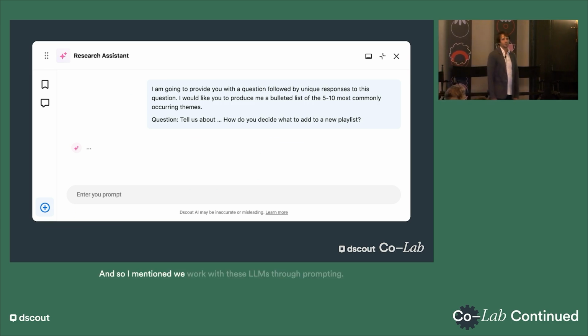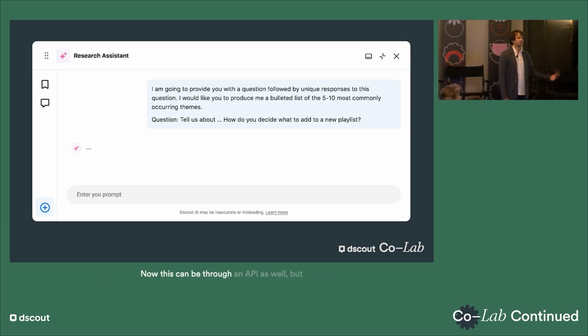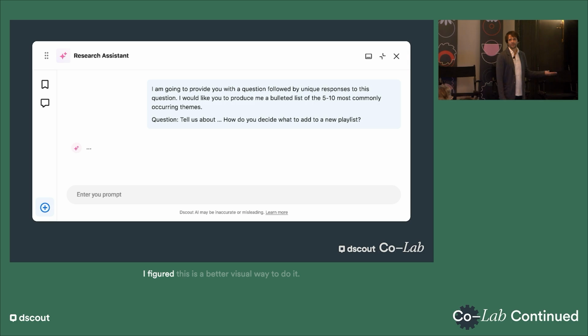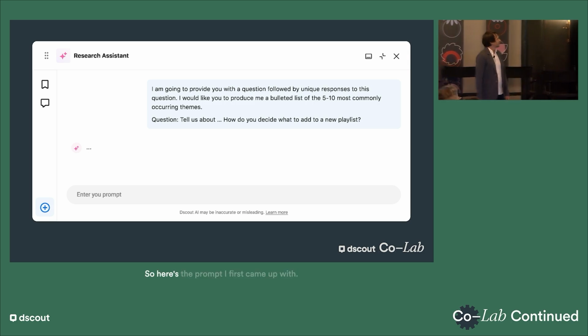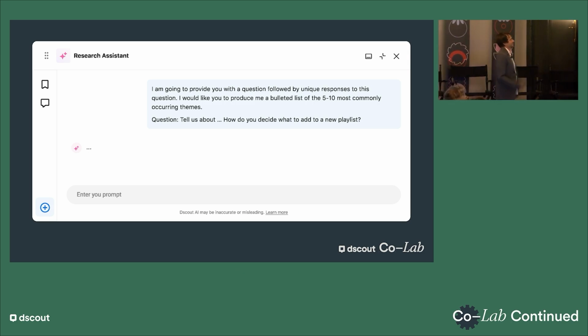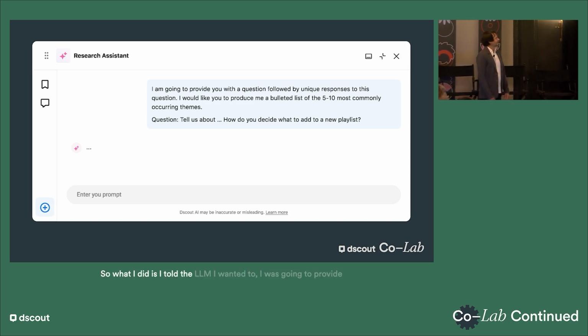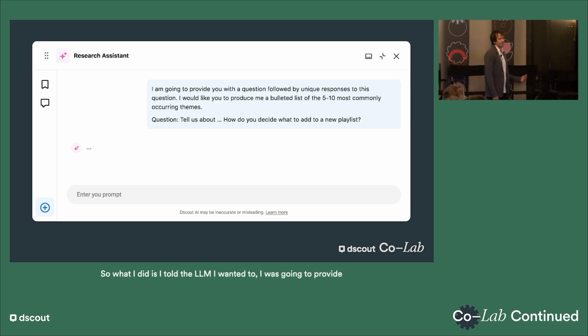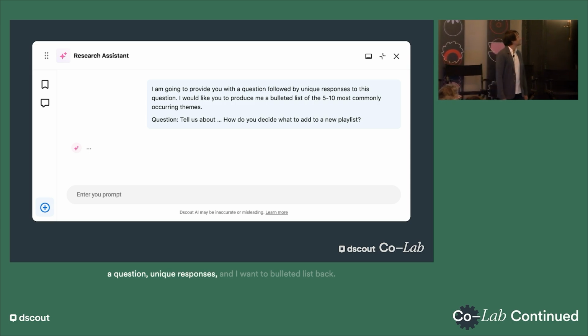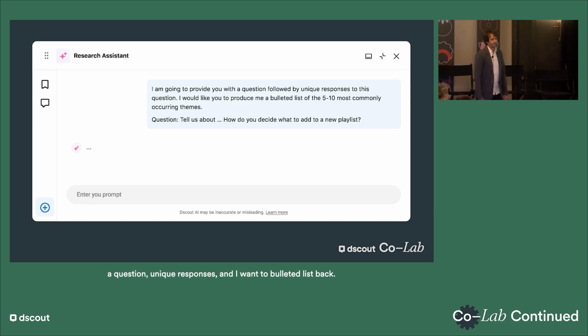And so I mentioned we work with these LLMs through prompting. Now this can be through an API as well, but I figured this is a better visual way to do it. So here's the prompt I first came up with. Again, we might want to put a little more in this, but to put it on a slide, let's go basic here. So what I did is I told the LLM I was going to provide a question, unique responses, and I want a bulleted list back.